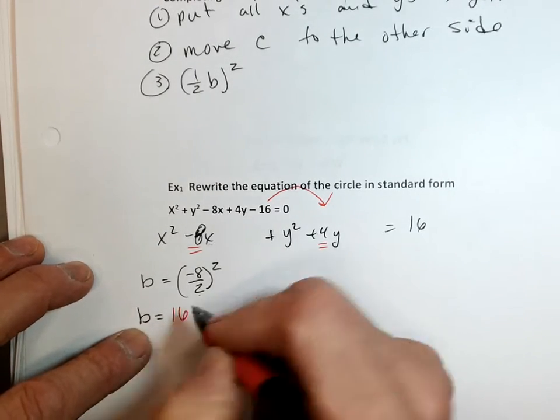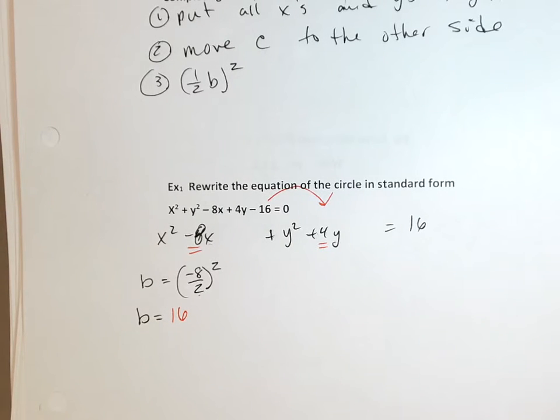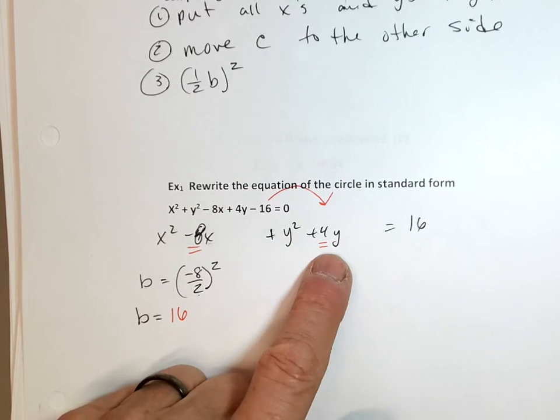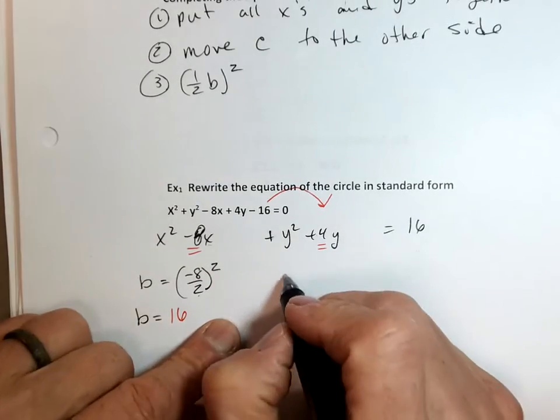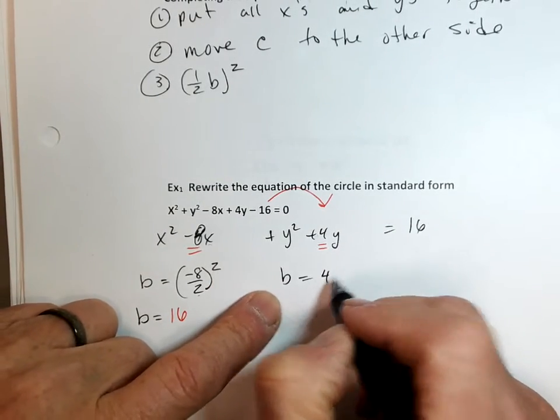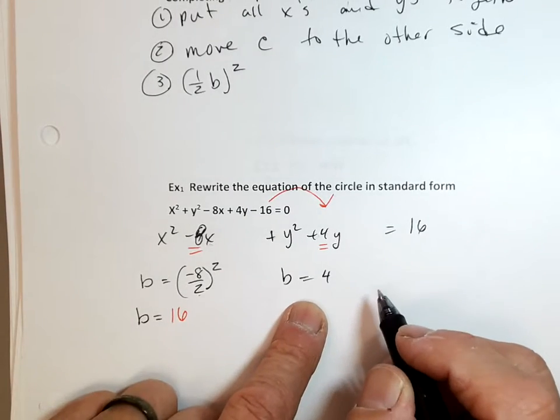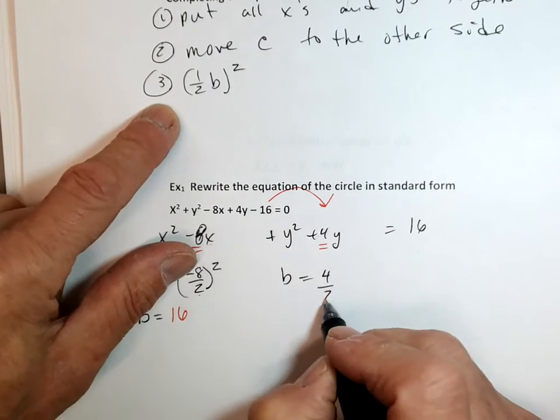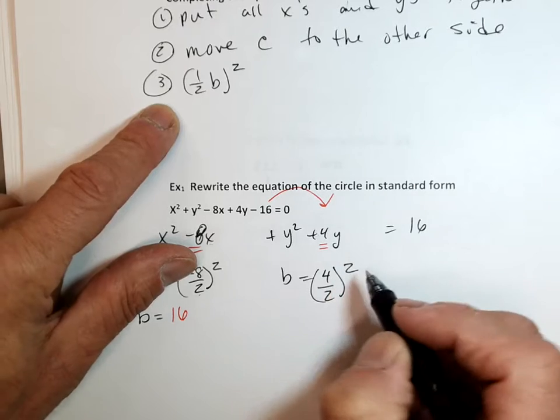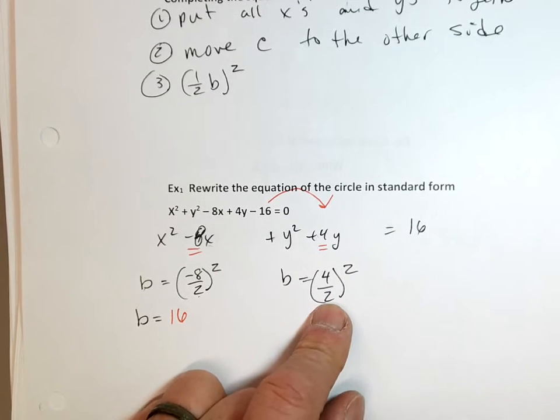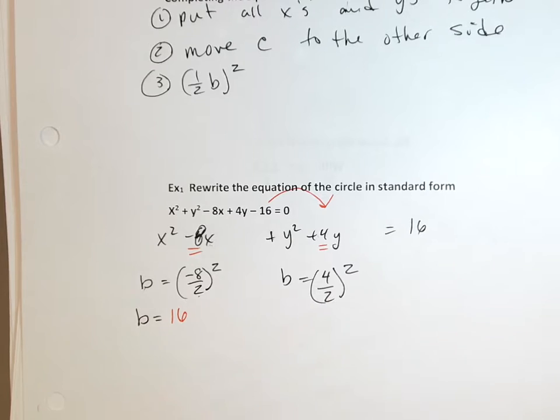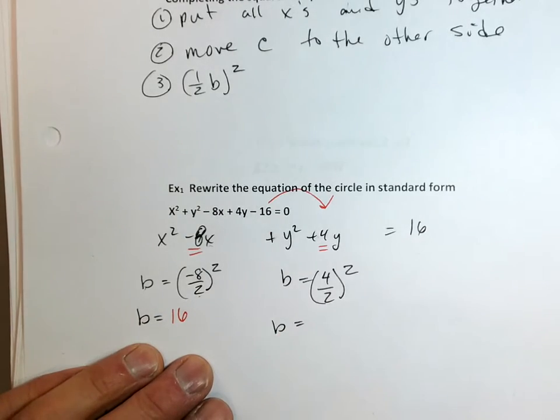Okay, how am I doing? Now, I'm going to do the same thing here because I've got an x squared and a y squared. So b in this case is 4, right? I'm going to take half of that and square it. You just take half the number and square it. That's all you do. Half of 4 is 2, squared is 4. So then we got 4.